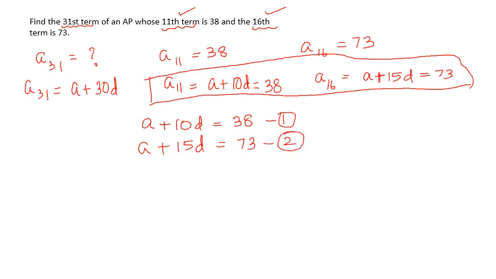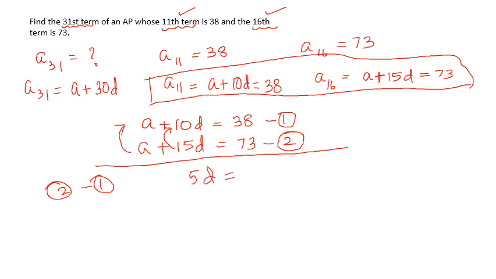Can I write equation 1 and 2? Is something running in your mind? Substitution, elimination. Which one is easier for this? Elimination. A and A is there. So what I'm going to do is I'm going to do 2 minus 1. Second one minus first one. So A minus A, it becomes 0. 15 minus 10. What will I get?